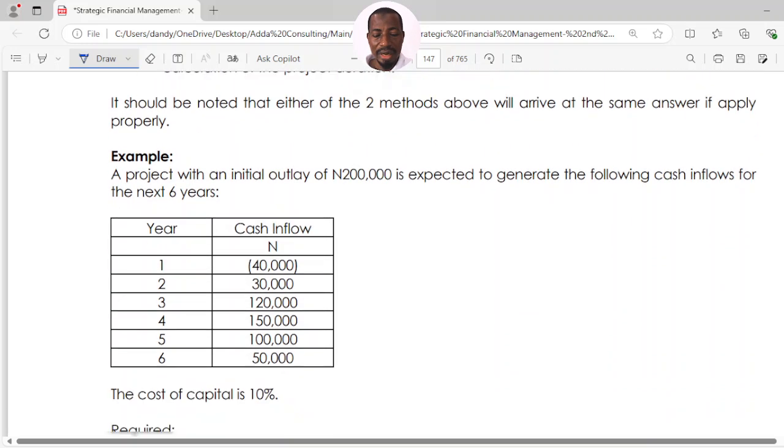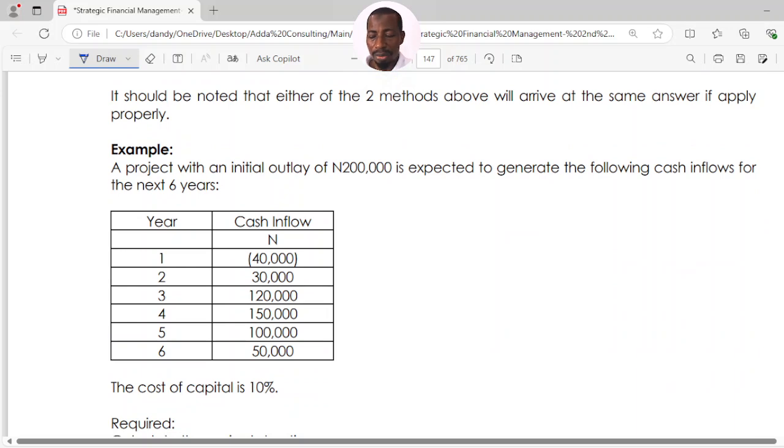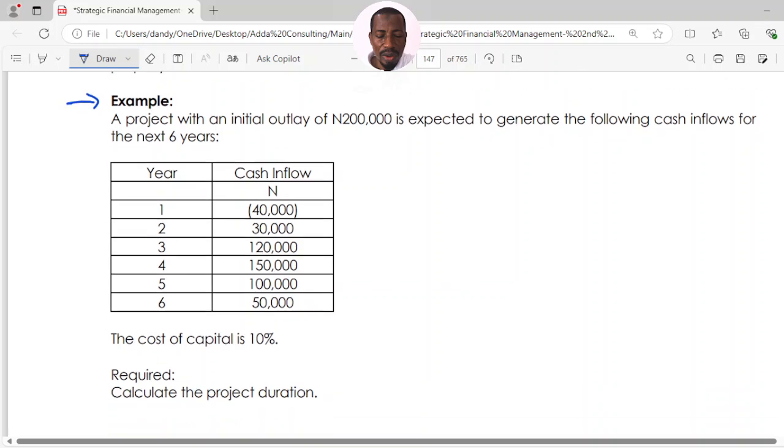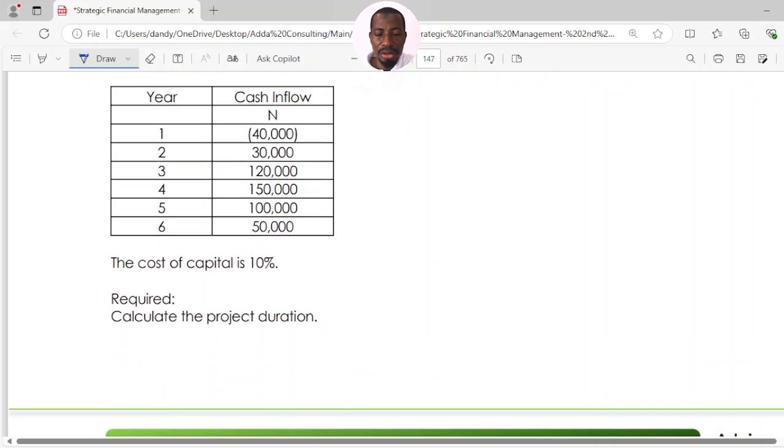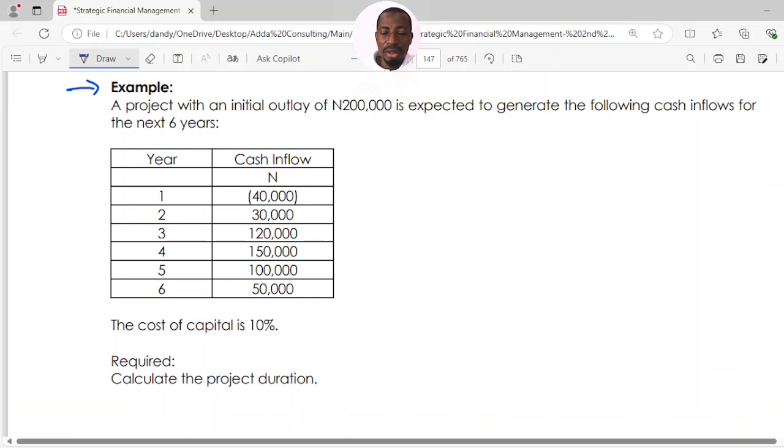Okay, so let's have examples to demonstrate our learning so far. A project with an annual outlay of 200,000 naira is expected to generate the following cash inflows for the next 6 years. The cost of capital is 10% required. Calculate the project duration. You will notice that in the cash flow given to us, the first year cash flow is negative. Therefore, when we are calculating the project duration, we are going to ignore that 40,000.